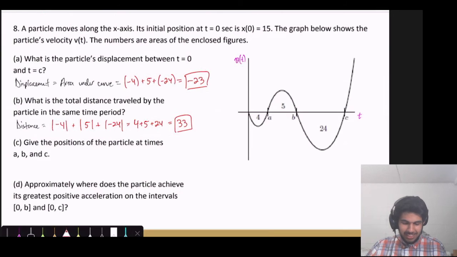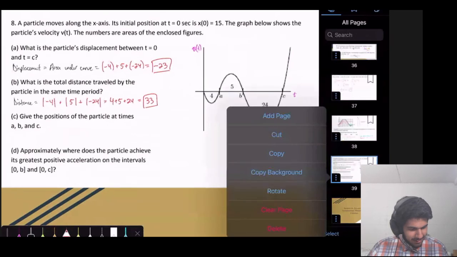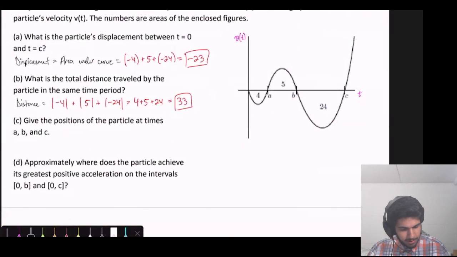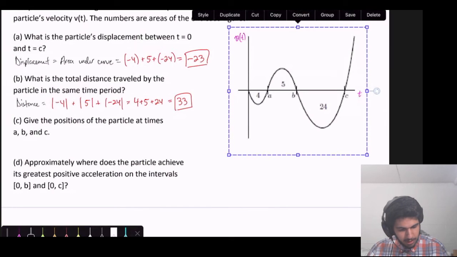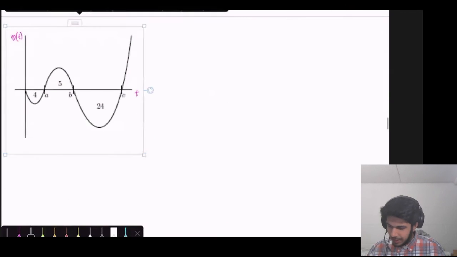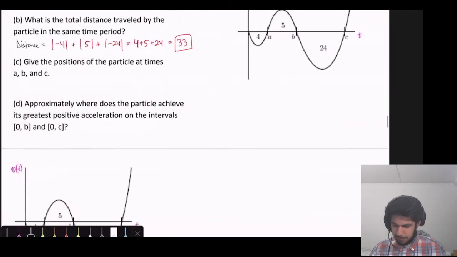Okay. Give the positions of the particles at times A, B, and C. Do I have enough room for this? No, I don't. Let me add a page. And we will copy the graph. Copy, paste. Okay. We want the positions at A, B, and C.